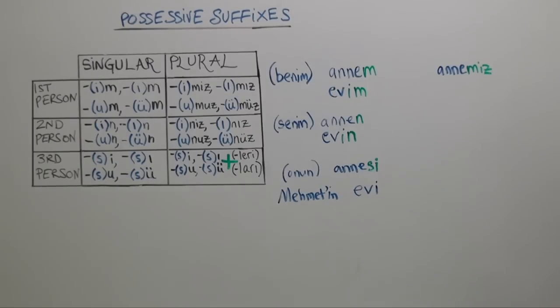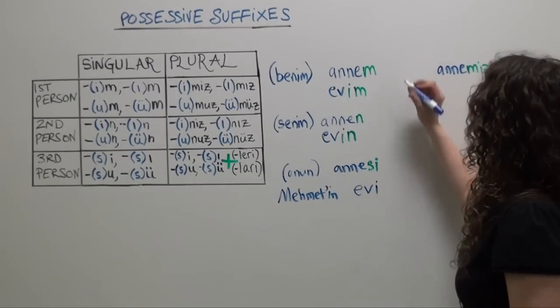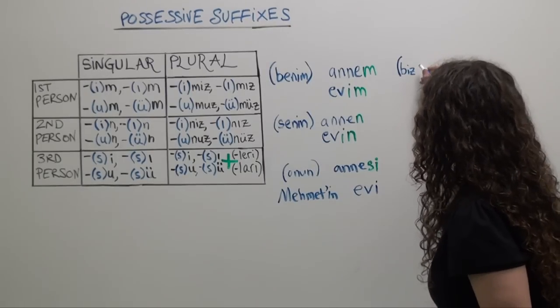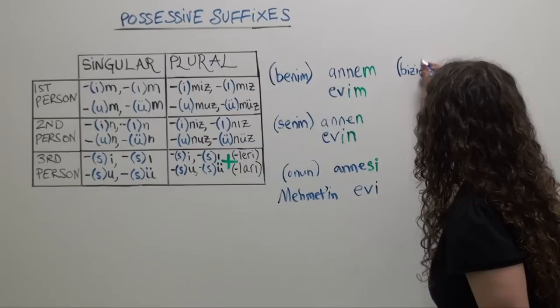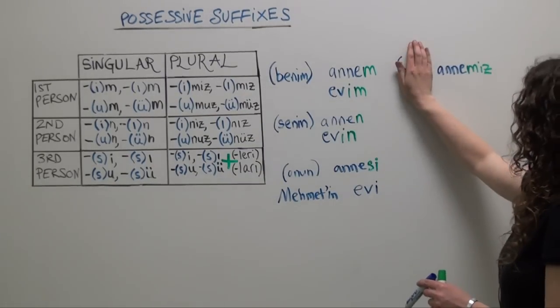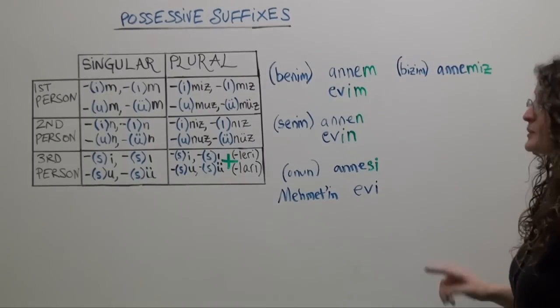And again, if we want to stress that it's our mother, we have the option, but we don't have to, to add the personal pronoun in the genitive. So bizim annemiz, our mother, or simply annemiz, our mother.